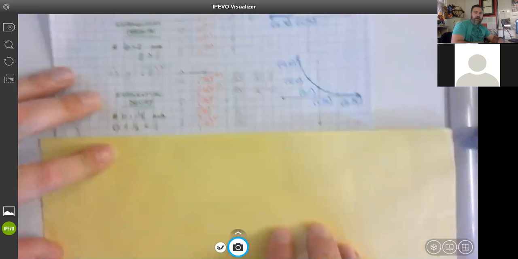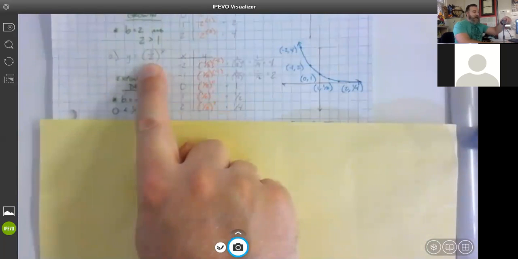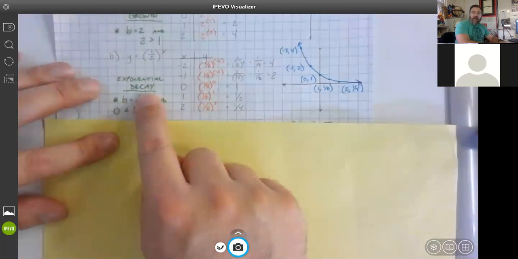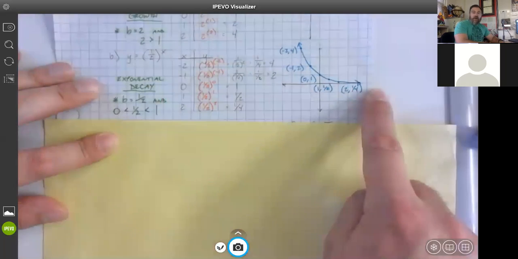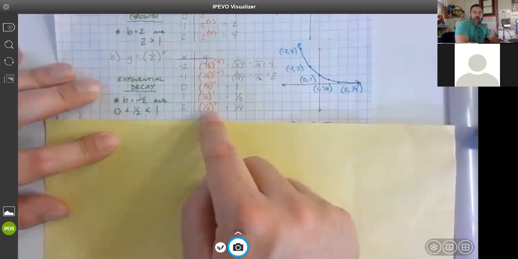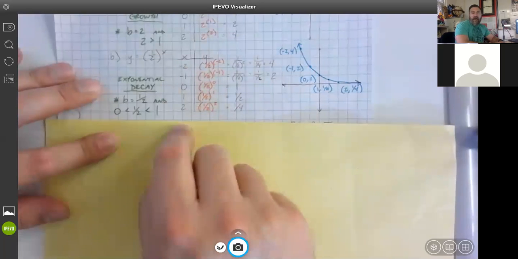Okay, but back to this problem. The fact that 1/2 is less than 1 means that this is a decay function. So my values will get smaller and smaller and smaller as I increase in this direction. But the process is still the same. I'm going to do the same thing with my x-y table. I'm going to give a bunch of x values. I'm just going to plug them in and see what happens.